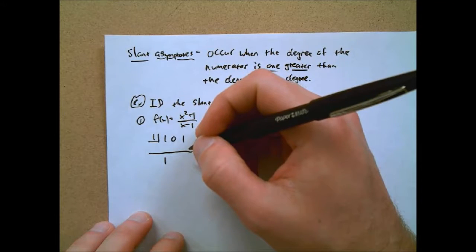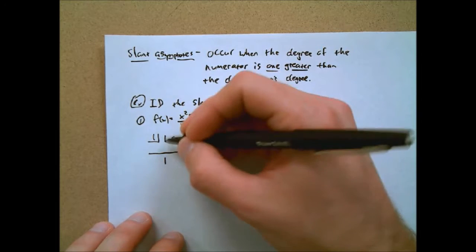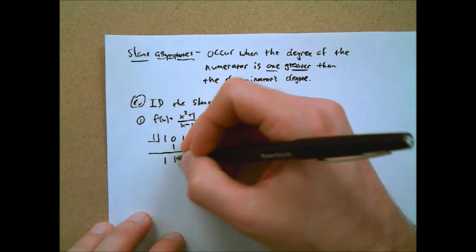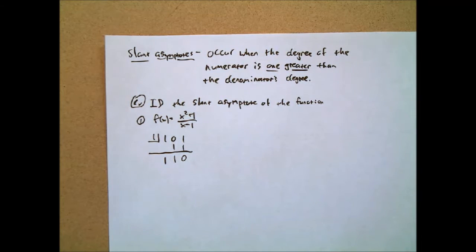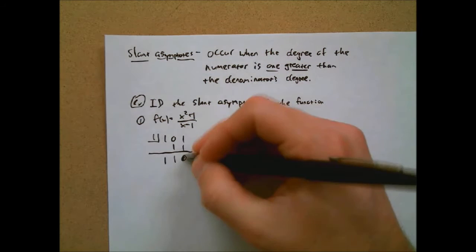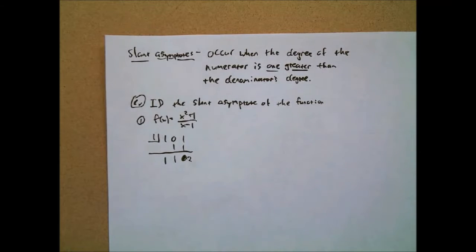Hang on, let me finish this one. Drop down the 1. 1 times 1 is 1. 0 and 1 is 1. 1 times 1 is 1. 1 and 0. Okay, wait a minute. That's 2. It is 2. Okay, 2. My apologies there. Sorry about that.